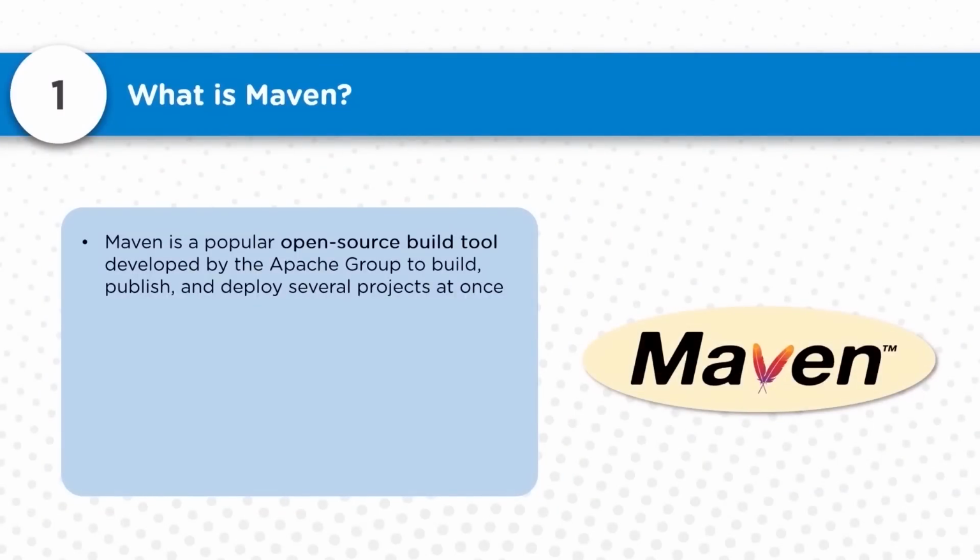Maven is a popular open source build tool. Before Maven, there were a couple of build tools present, like Ant and a lot of other legacy tools. But after that, Maven was released as an open source tool, and it really helps organizations automate build processes, with mechanisms to build, publish, and deploy different projects at once. So it's a very powerful tool which can really help us do build automation.